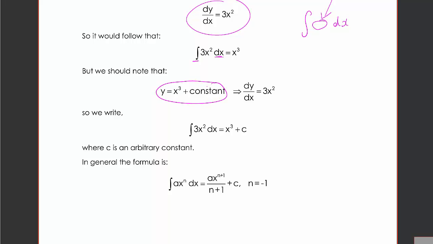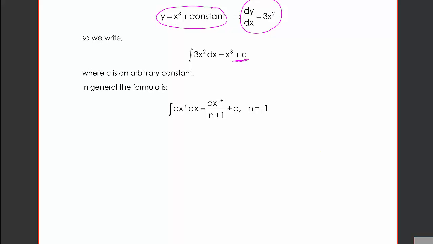But you should note that if you have x cubed plus any constant, doesn't matter what the constant is, 2, a million, you know when you differentiate it, that constant will disappear. So x cubed plus any constant gives you 3x squared. So what we do is we write this plus c when we do the reverse process, which tells us that there could have been any constant there when we originally differentiated.